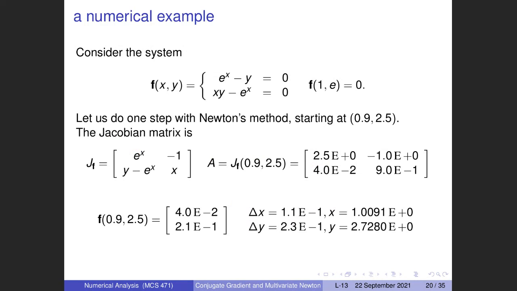Here is a numerical example. We have a nonlinear system, but still a nonlinear system where we actually know the exact solution. So we compute the Jacobian matrix, and then we compute the updates by solving a linear system. This is a numerical example dating from the time of the scientific calculator.